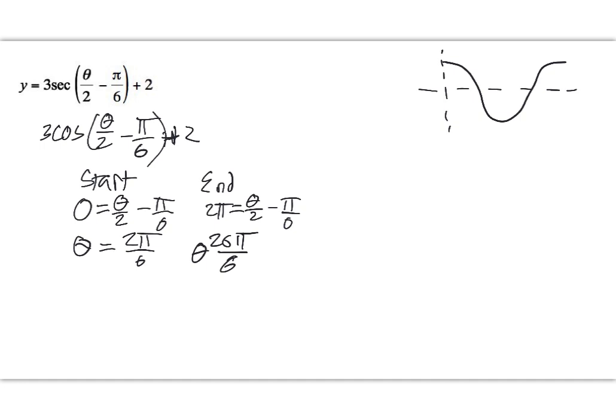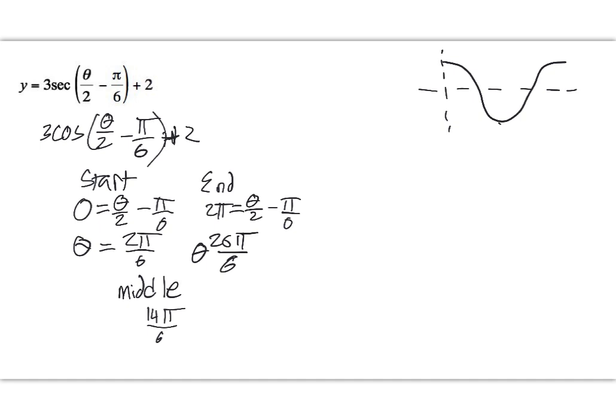The point exactly between those, so if I do 2 plus 26, that would be 28. If I divide that by 2, I'm all over the place today. I end up at 14 pi over 6.